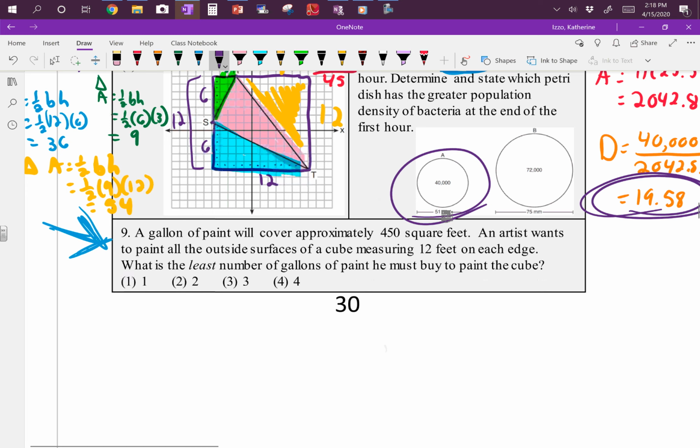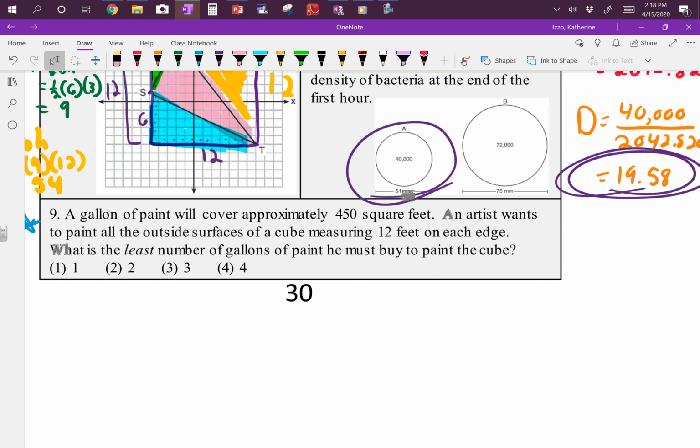A gallon of paint will cover approximately this many square feet. An artist wants to paint the outside surfaces of a cube. Oh, that's just mean. Okay, so we got a cube. A cube looks like this.